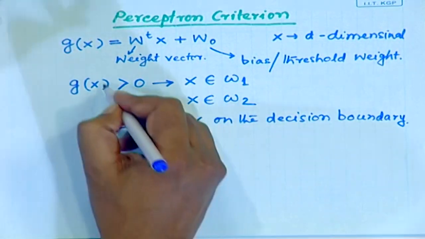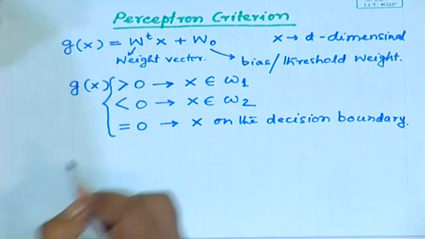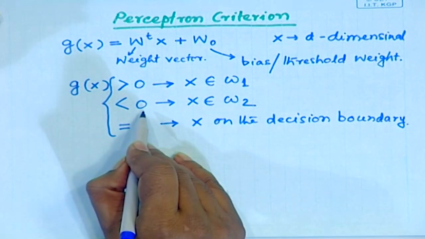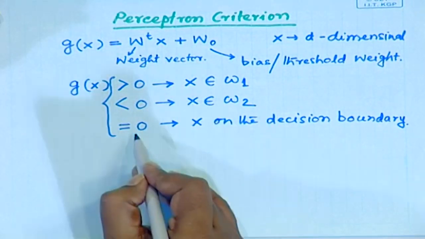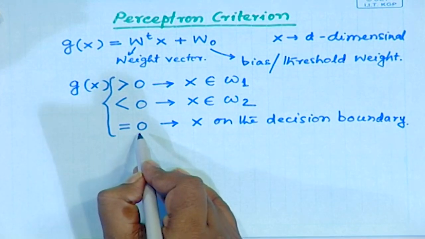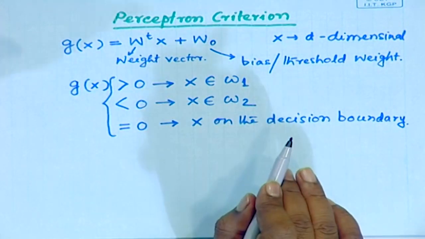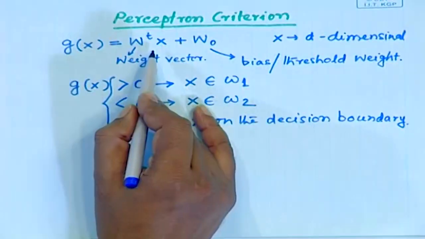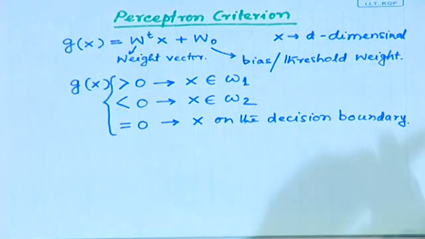Okay. So, if g x is greater than 0, we decide x belongs to class omega 1. If it is less than 0, we decide x belongs to class omega 2. If g x is equal to 0, then x is on the decision boundary. So, the decision boundary between the two classes omega 1 and omega 2 is given by the equation g x is equal to 0, or W transpose x plus W naught equal to 0.